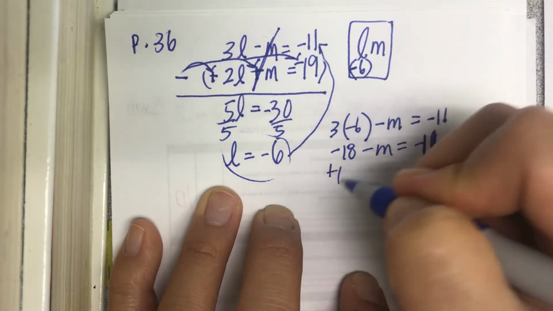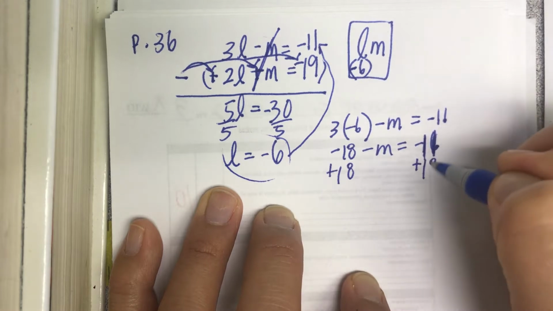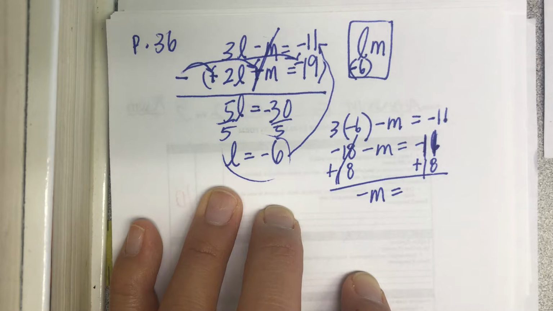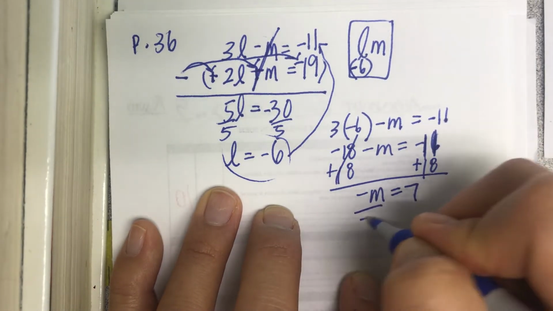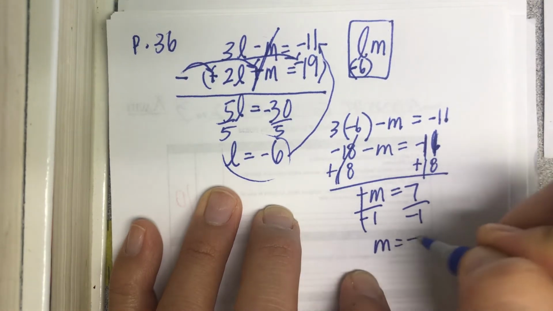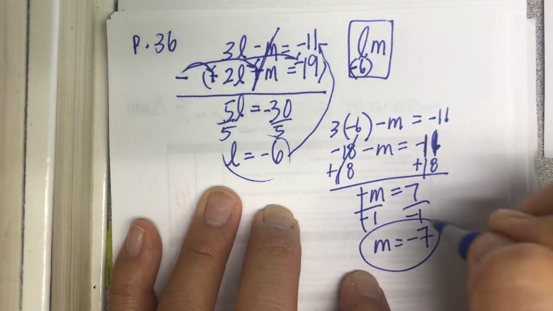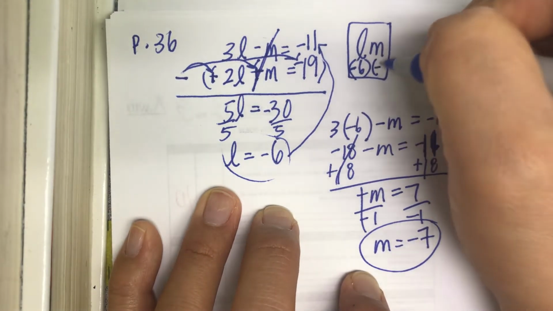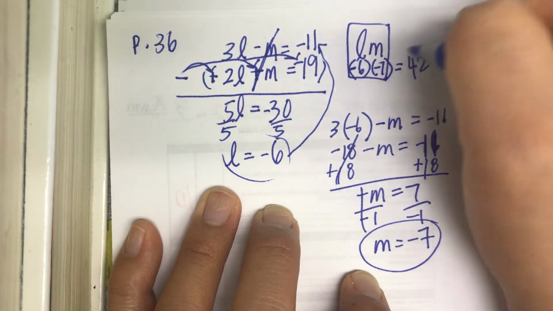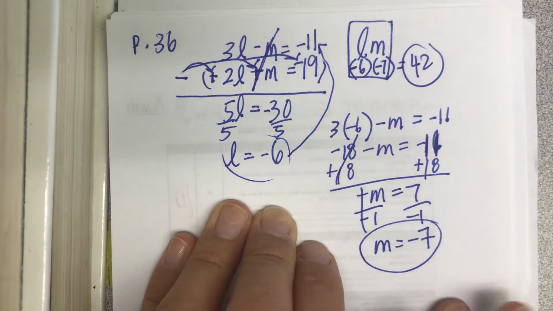Okay, so I'm going to go plus 18, plus 18. That's going to cross out. Negative M is going to equal 7. And then after that, I got to divide out the negative 1, so those cancel out. Divide by negative 1. M is going to equal negative 7. Okay, so negative 6 times negative 7 is, negative times a negative is a positive, 42. Easy peasy.